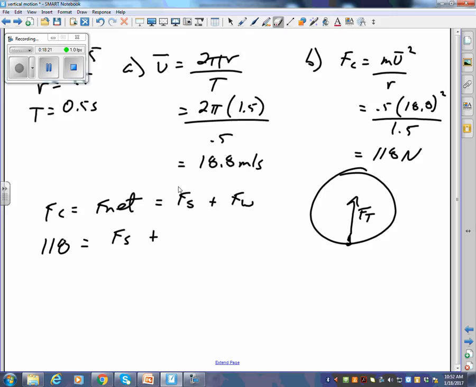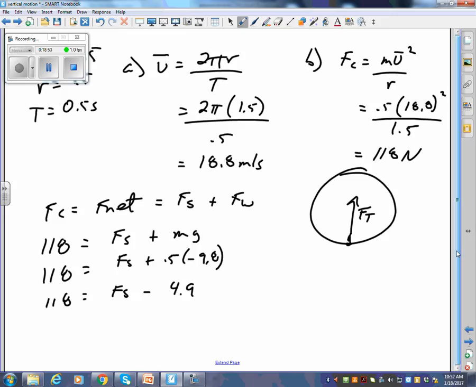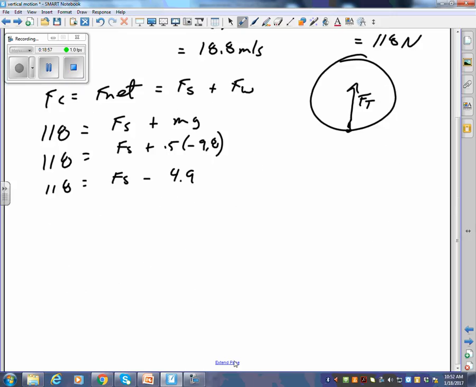Let me write it this way, just for completeness' sake. It's kind of like that idea about applied force and friction force working opposite. Because the weight force, the gravity, is acting opposite to the string force, when I take that minus 4.9 to the other side and flip them, I'm going to get 118 plus 4.9, which gives me 122.9. It gives me a bigger value than the centripetal force, right?